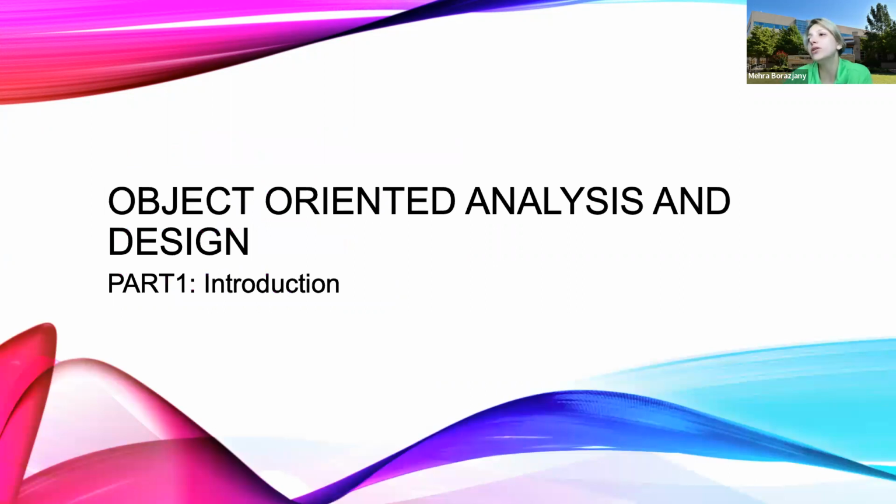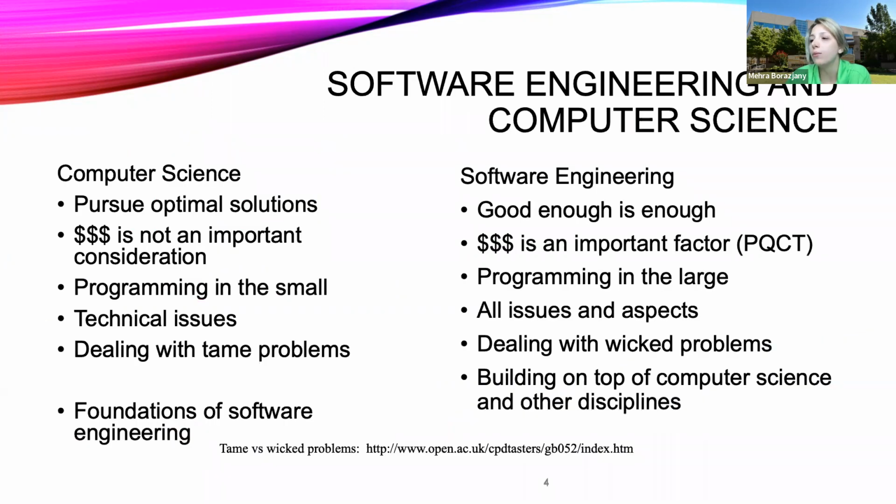So we're going to do object-oriented analysis and design when we do software engineering overall. And we're quickly going to talk about one of the very common questions I get from students: what is the difference between computer science and software engineering? You can see in this table that we put together the things that are completely different when you're dealing with computer science problems and when you're dealing with software engineering problems.